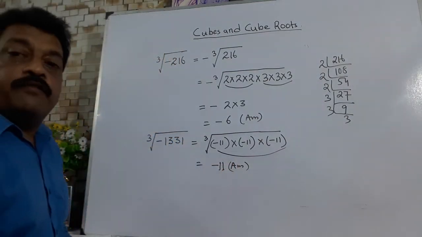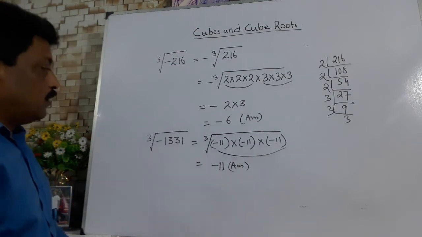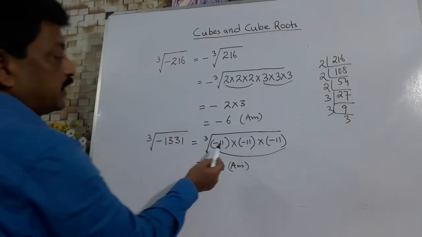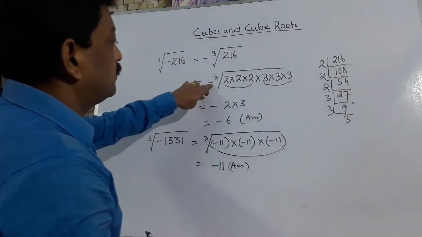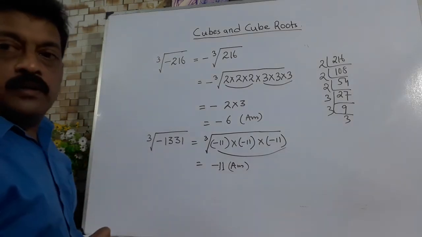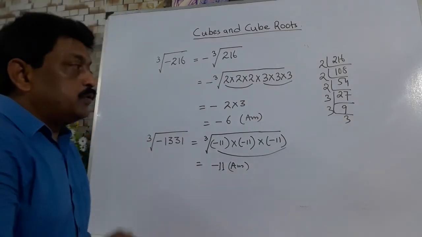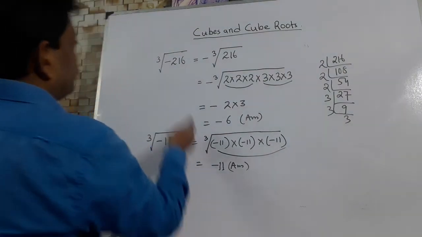In this way we can find the cube root of a negative number also. Either you keep the negative sign inside, or you take the negative sign outside, as it is done in this sum. We'll get the result. Now I'll show you how to find the cube root of fractions.